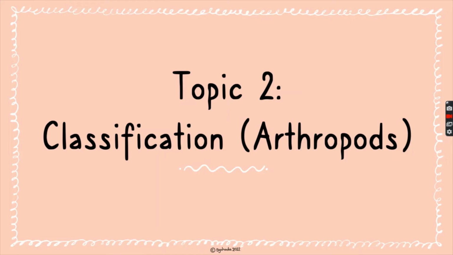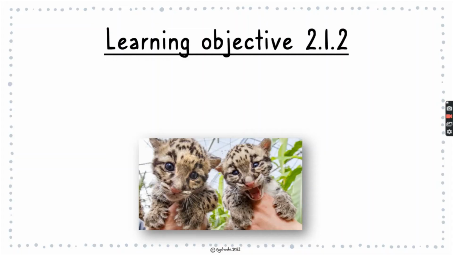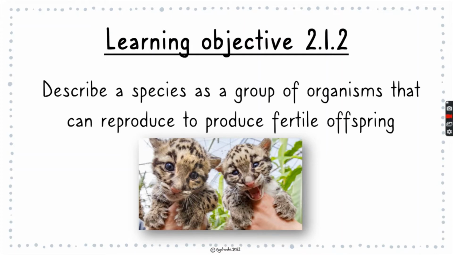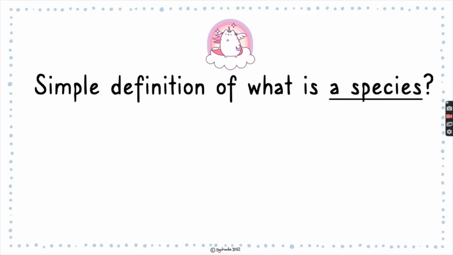Today we are going to cover topic 2, classification, and today we're going to mainly focus on arthropods. But before we get into it, let us do a recap from our previous lesson. So previously we had this learning objective 2.1.2, and we had to define species.